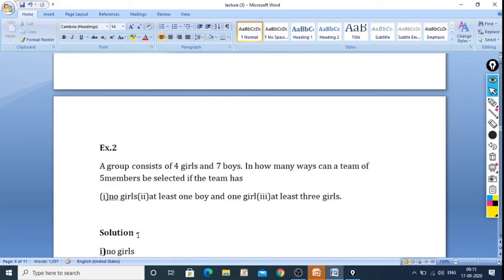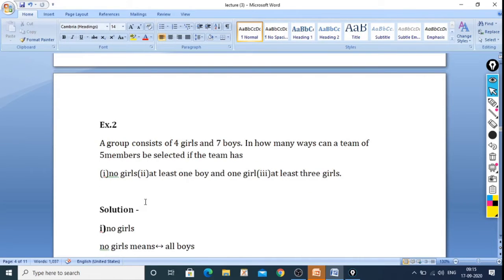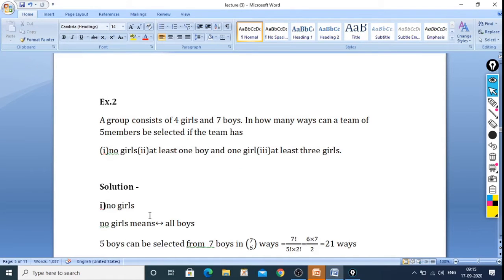See the second example. A group consists of 4 girls and 7 boys. In how many ways can a team of 5 members be selected if the team has no girls, at least 1 boy and 1 girl, and at least 3 girls? Now let us go for the first one, that is no girls. When the team does not want any girl, means all should be boys. So no girls means all the boys, so committee of 5 members.